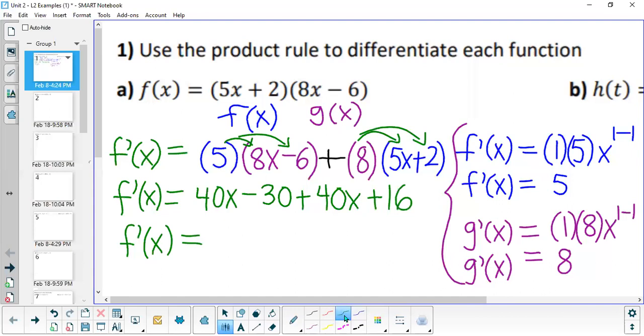I should only see f prime of x. I shouldn't see any of this notation. This is for teaching purposes, right? Okay. On the side. Can I just finish solving this for a second? So 40x plus 40x is 80x, and negative 30 plus 16 is negative 14.